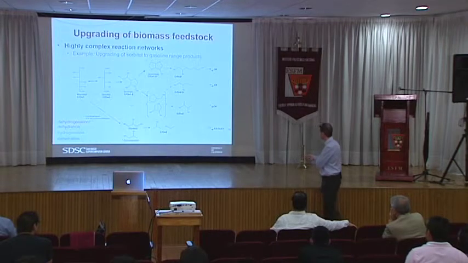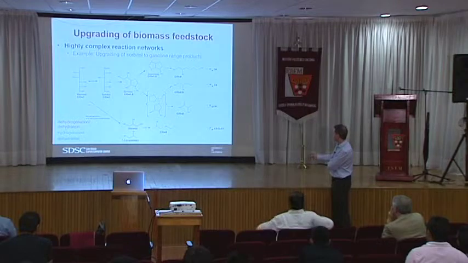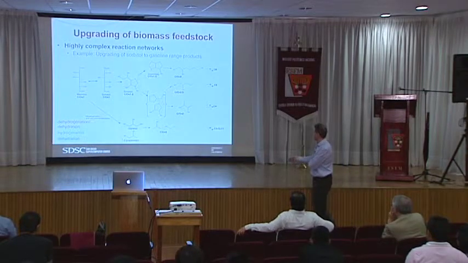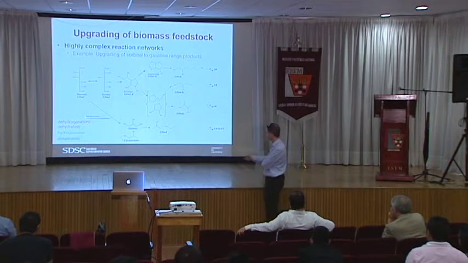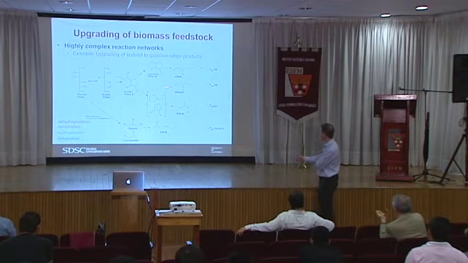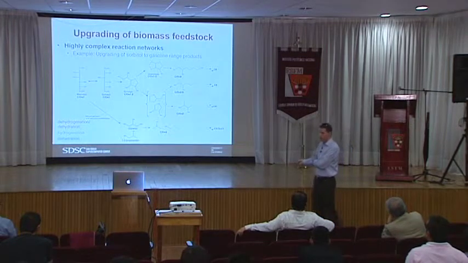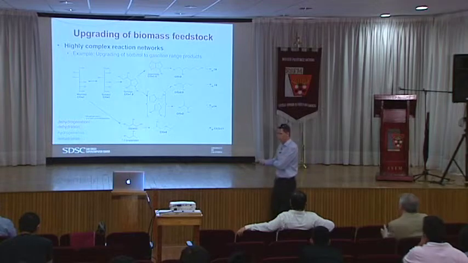So the idea is that we have very highly complex reaction networks if we want to upgrade the biomass feedstock. We start, for instance, with compounds like sugars. There are dehydrogenation and dehydration reactions, and hydrogenation reactions that can happen, for instance, from going from here to here, and dehydration reactions in order to get to gasoline range products that can be used as fuels or also as base chemicals for the chemical industry.